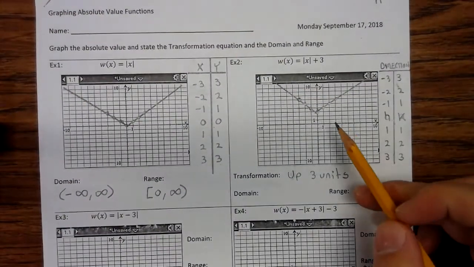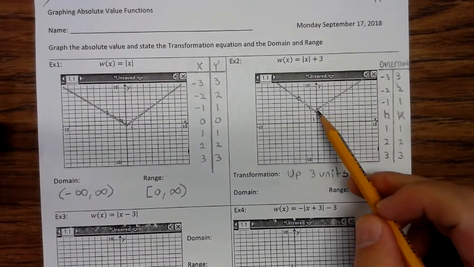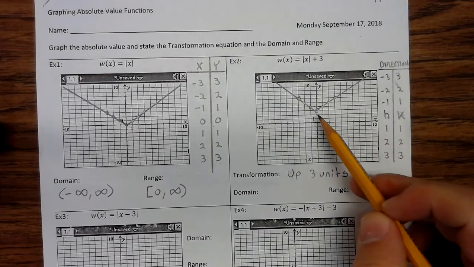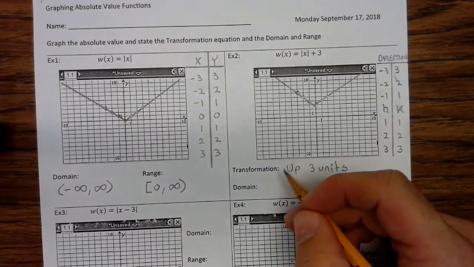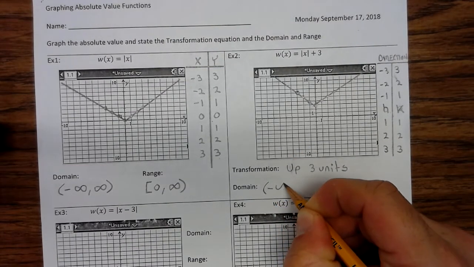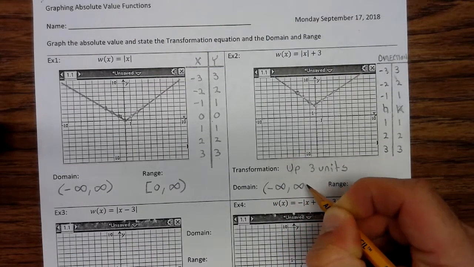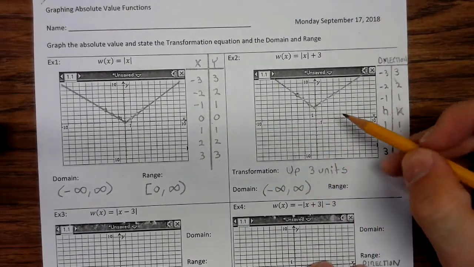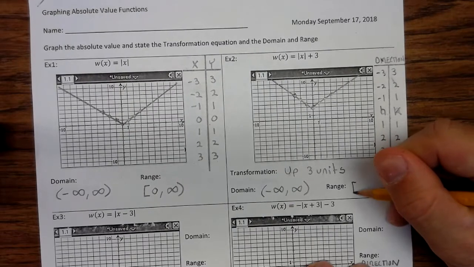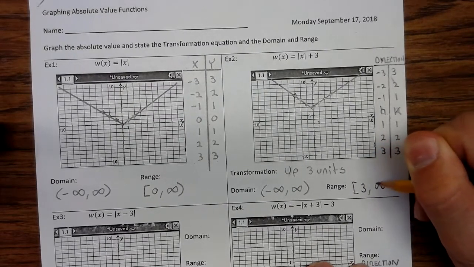Okay, and the key here to understand is in a transformation, once you move the vertex, you can use the directions to give you the shape of the function. All right, domain. Domain of absolute values is always negative infinity to positive infinity. Range was at 0, but now it went up 3, so it's bracket 3 to infinity.